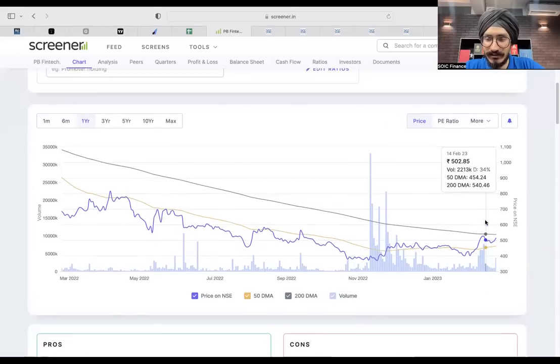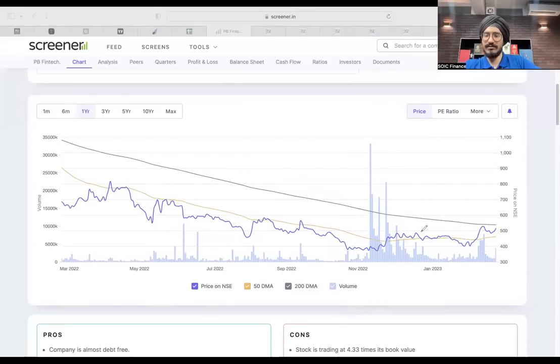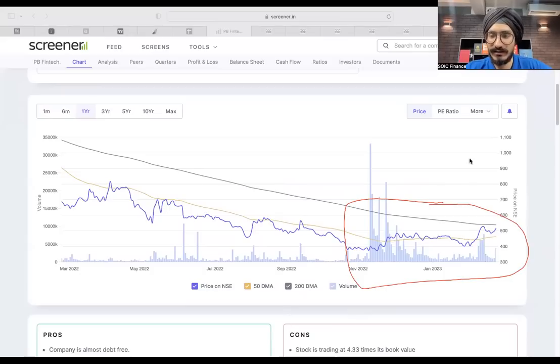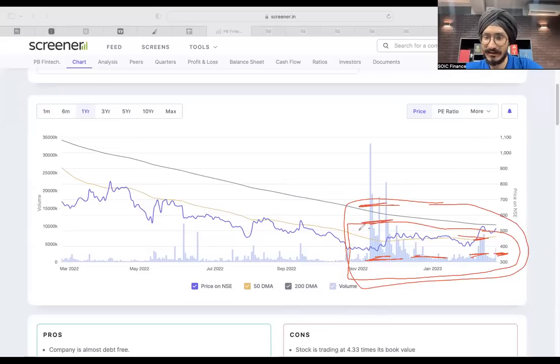Is this a base formation? Yes or no, is this a base formation in PB Fintech? Yes or no in the comment section, everyone. Is it accompanied by high volumes? What does this imply, accumulation or distribution? This is an idea of accumulation, right? कि यहाँ पे accumulation चल रही है, right? This is as simple as an idea.